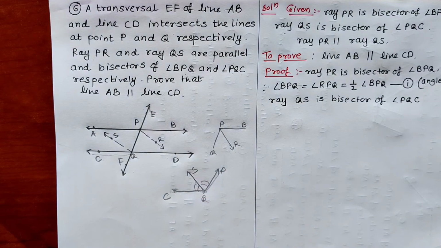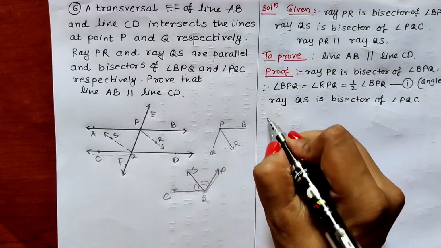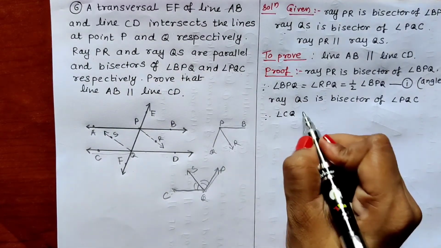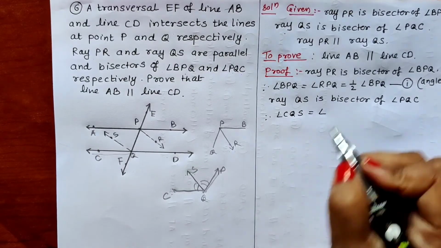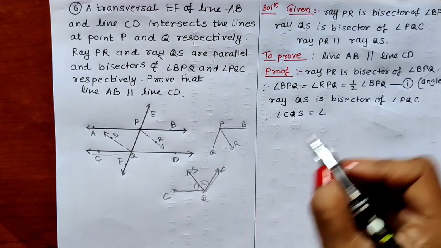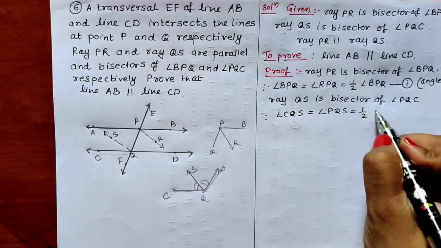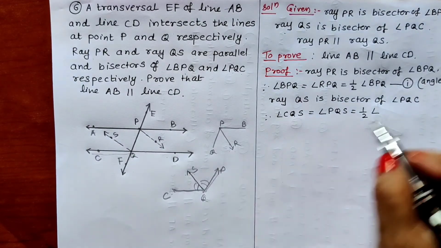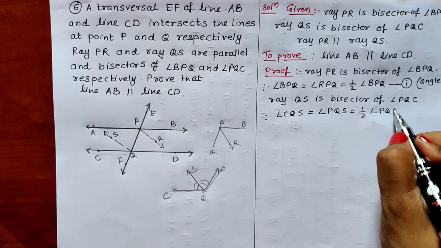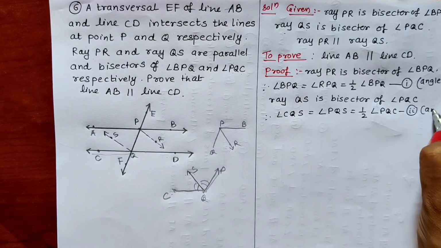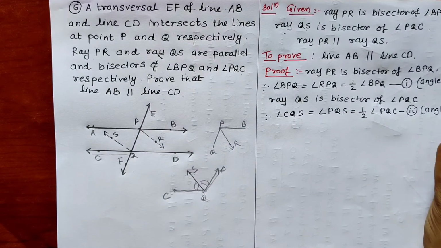So we will be writing here. Therefore, angle CQS is equal to angle PQS and they will be half of this bigger angle PQC. This will be our second statement. Reason is same, angle bisector theorem.